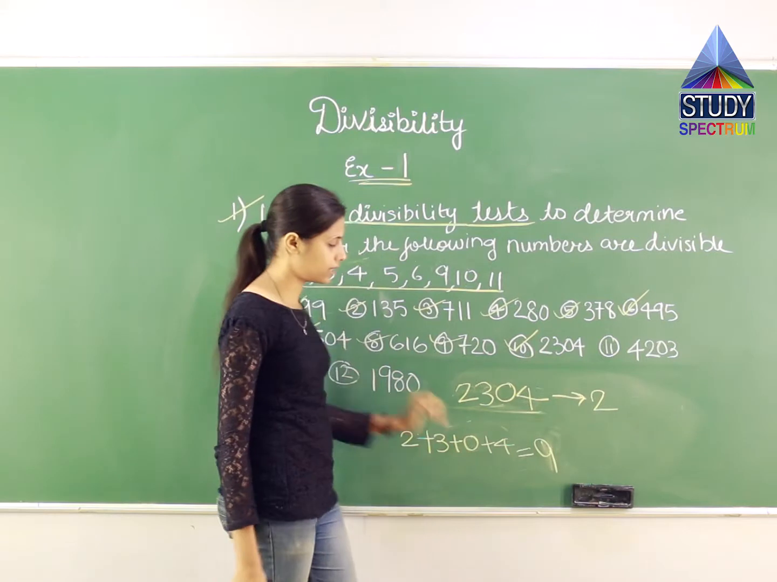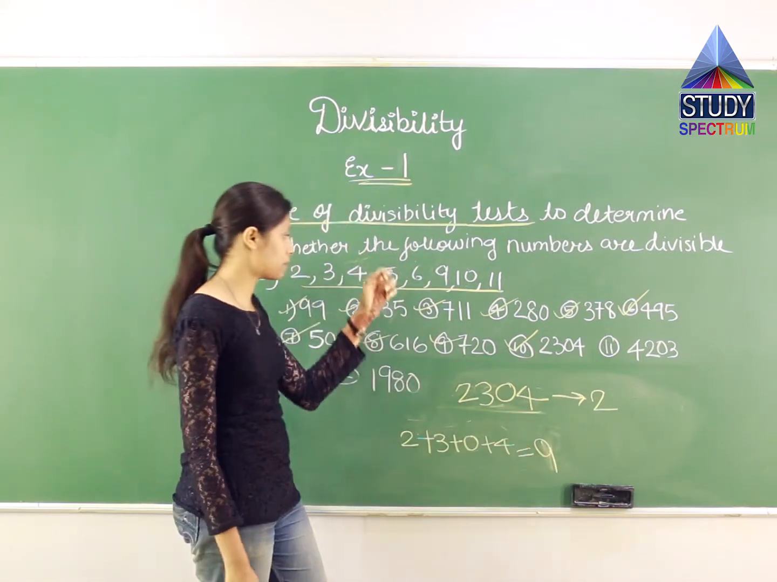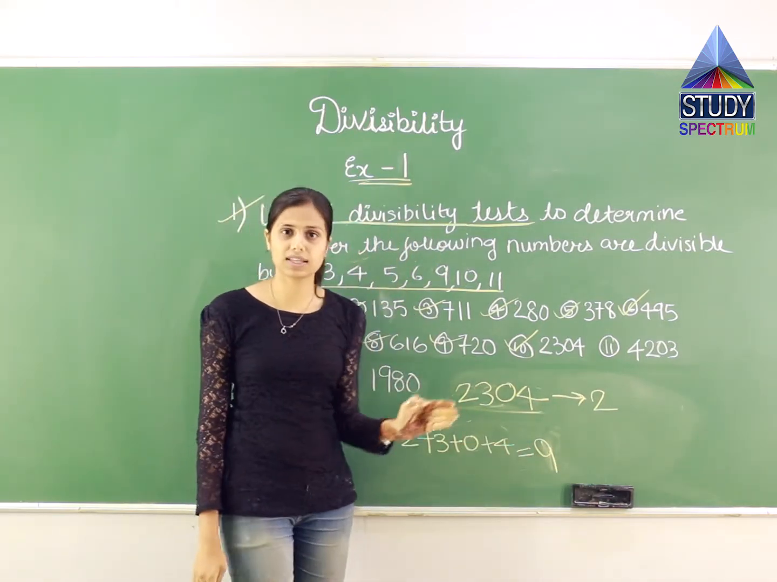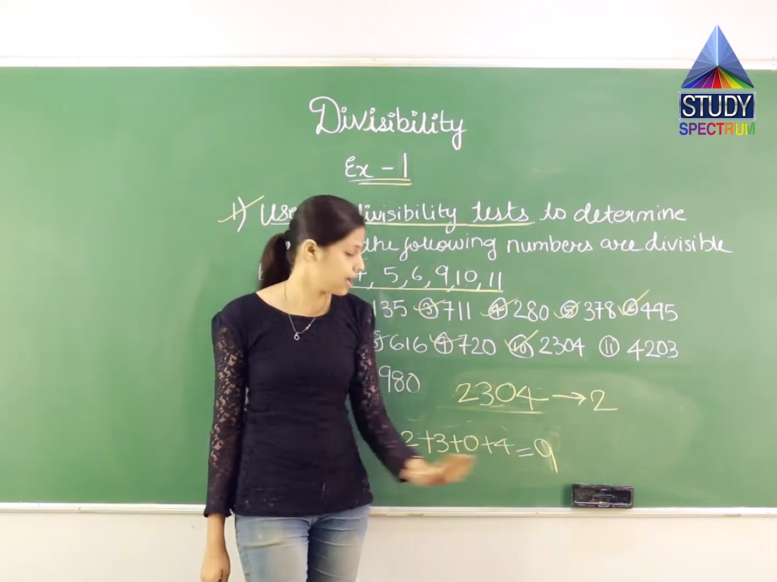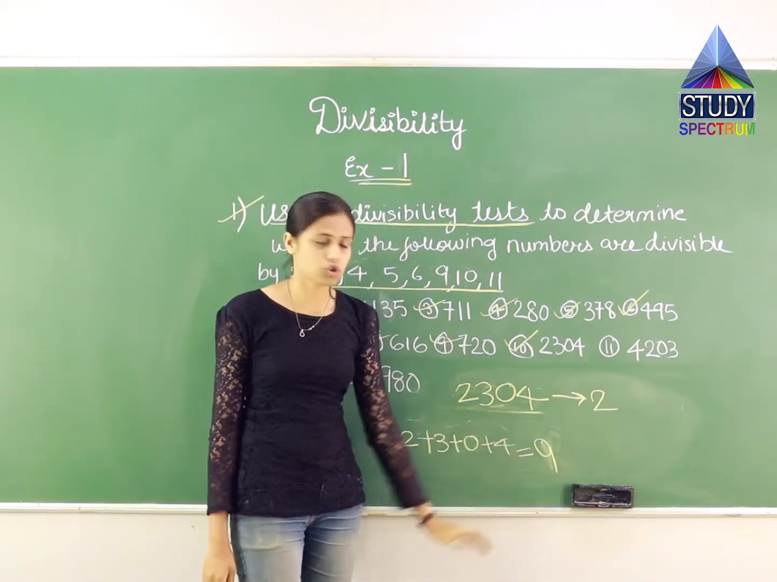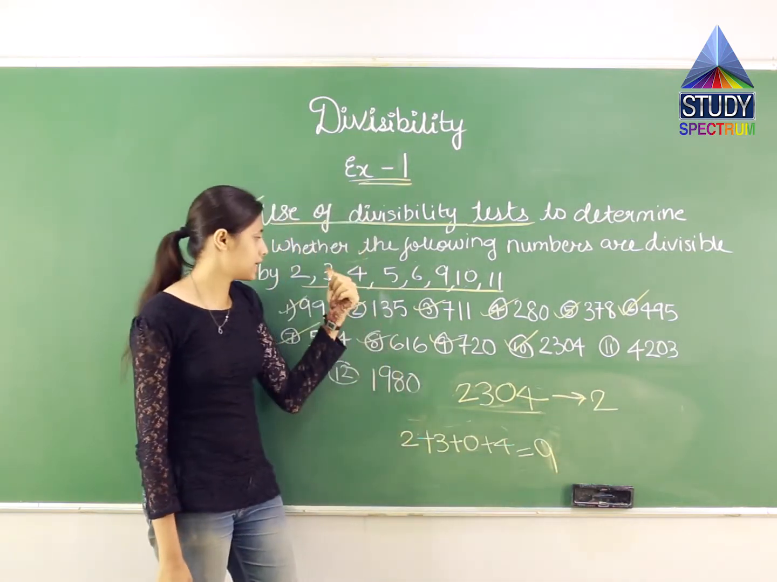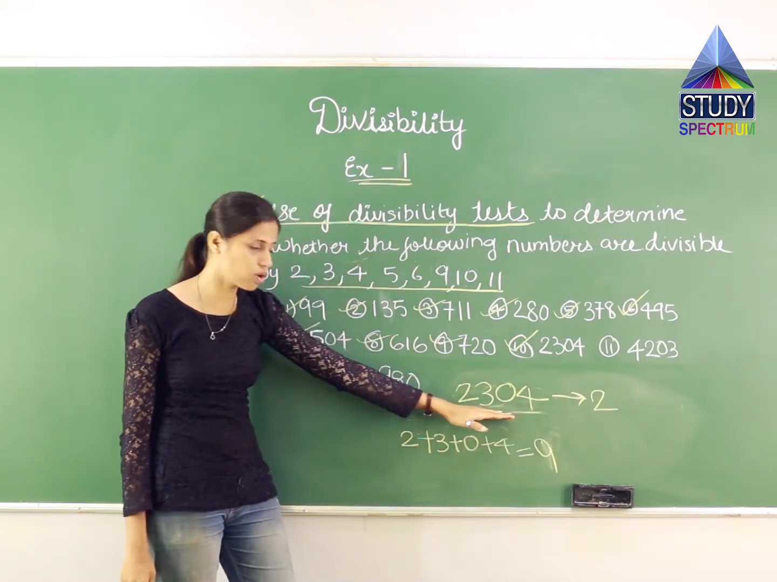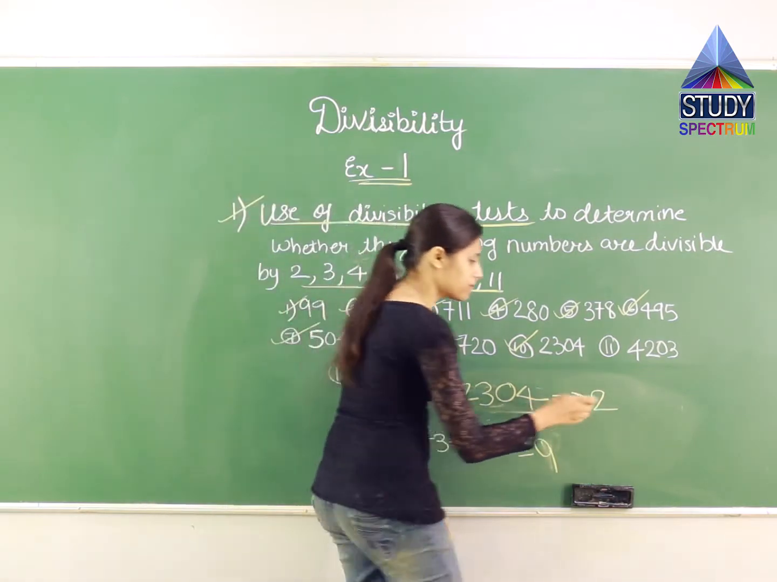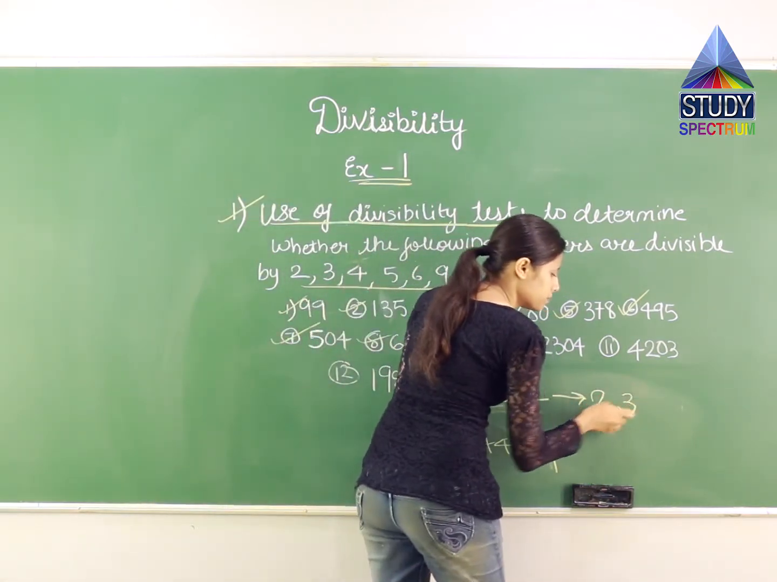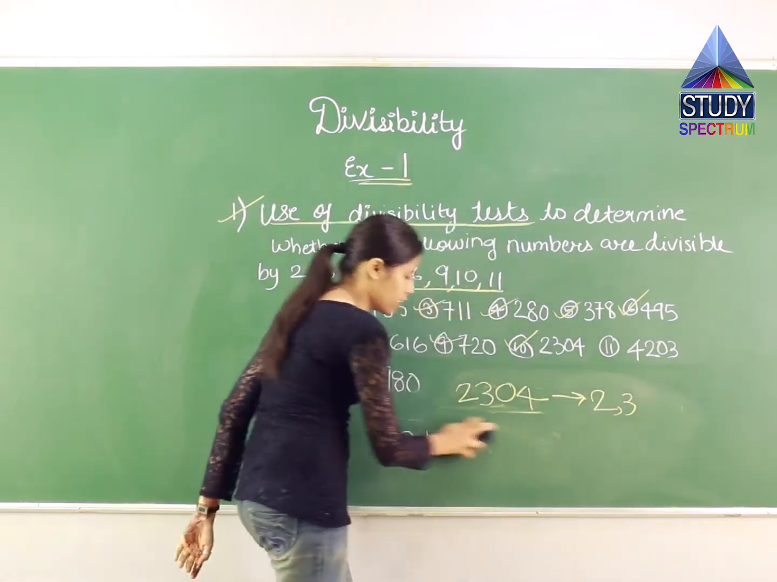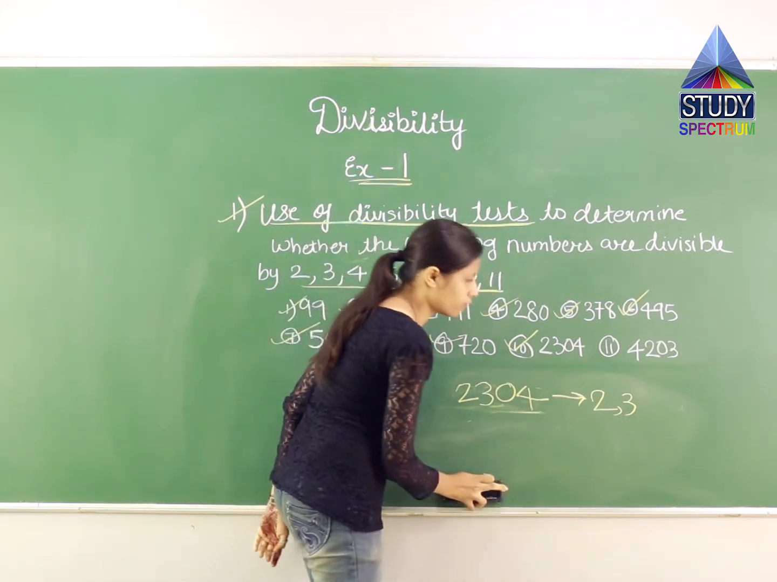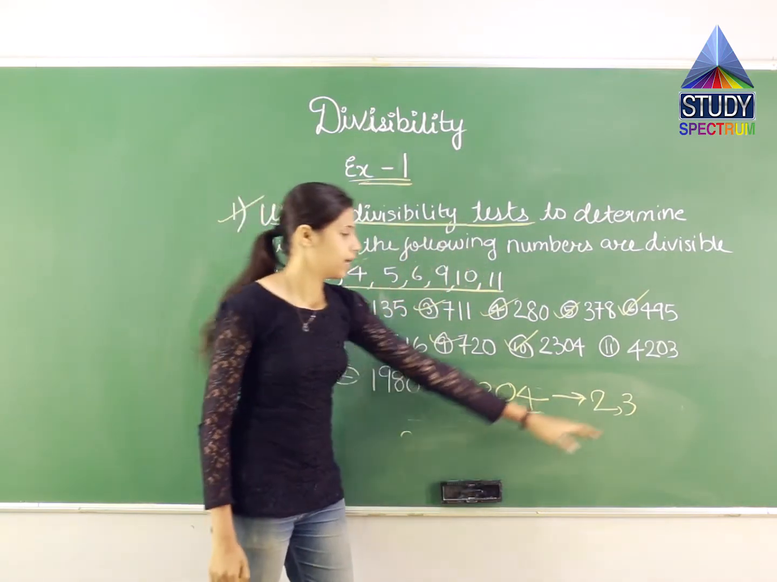Now I have to check whether this 9 is divisible by 3 or not. 3 ones are 3, 3 twos are 6, 3 threes are 9. Yes, I get 9, right? So means 9 is divisible by 3. So if 9 is divisible by 3, then the entire number, that is 2304, will also be divisible by 3. So I have written it over here, that this number 2304 is divisible by 3.